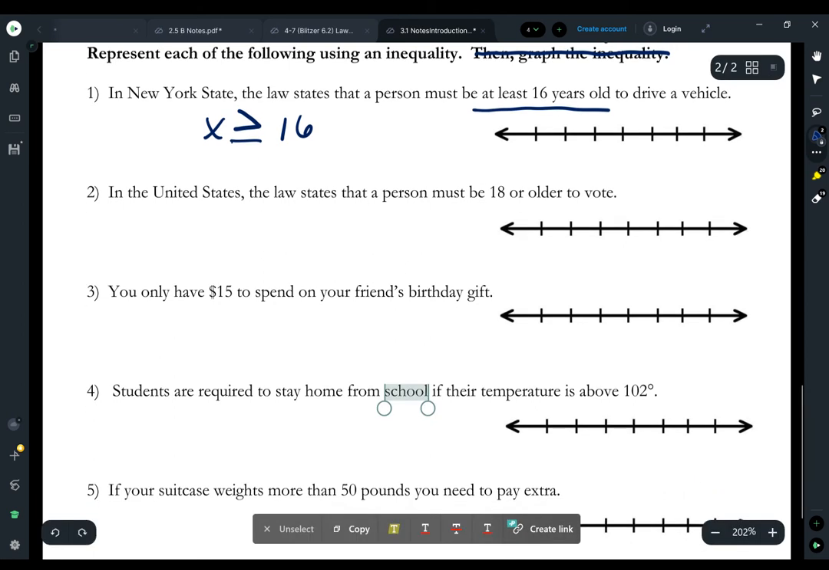Next one is voting. So this one's really similar. We're comparing, it says you must be 18 or older to vote. So we're comparing our age to 18, and it's going to be a greater than or equal to again, because I can vote at 18. I can vote when I'm older than that.